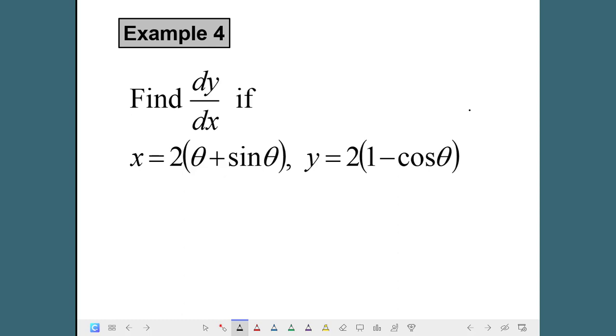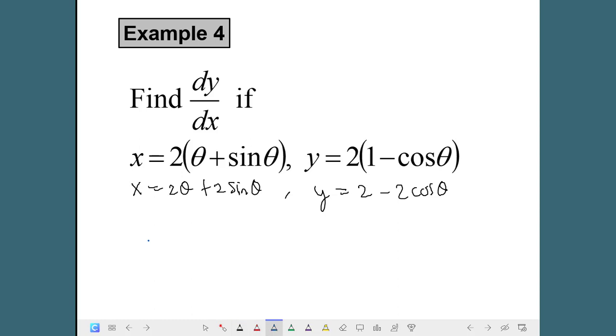Example 4, find dy/dx if x is in parameter theta, trigo function, y in parameter theta, trigo also. Then you need to differentiate this. Okay, then differentiate x with respect to theta. Parameter is theta. Before that, expand. x is equal to 2 theta plus 2 sine theta. y is equal to 2 minus 2 cos theta.